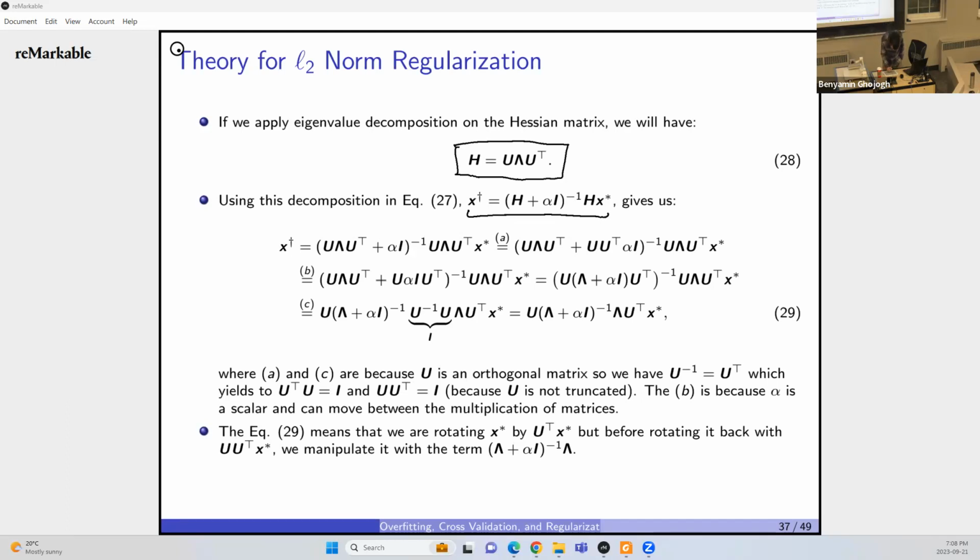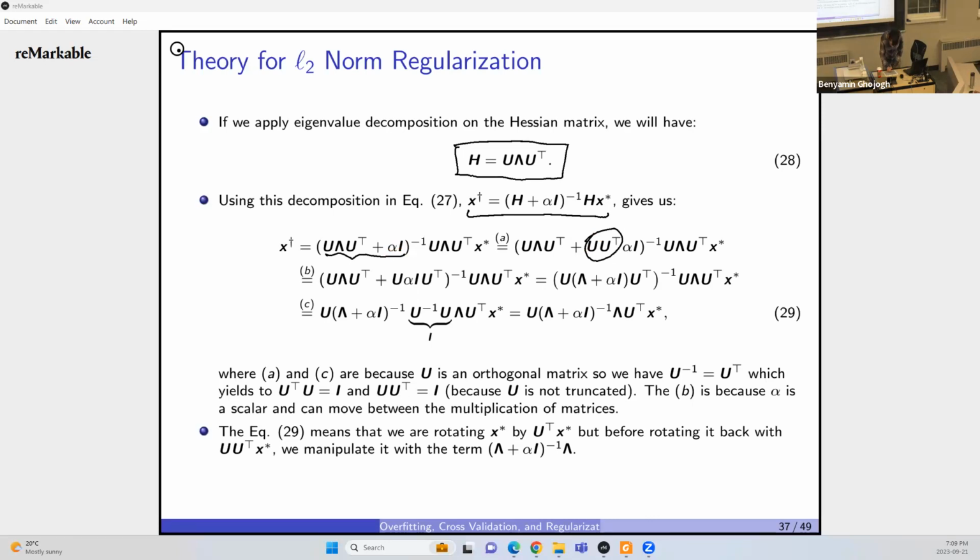If we do that, we'll have this inverse. By the way, before that, sorry. So we have this term inverse, right? Now, do you agree that U U transpose is identity? Because U is the matrix of eigenvectors and it is an orthogonal matrix, and I haven't truncated it. So U U transpose is identity. I can put it here, because it will be equivalent to alpha I, right?